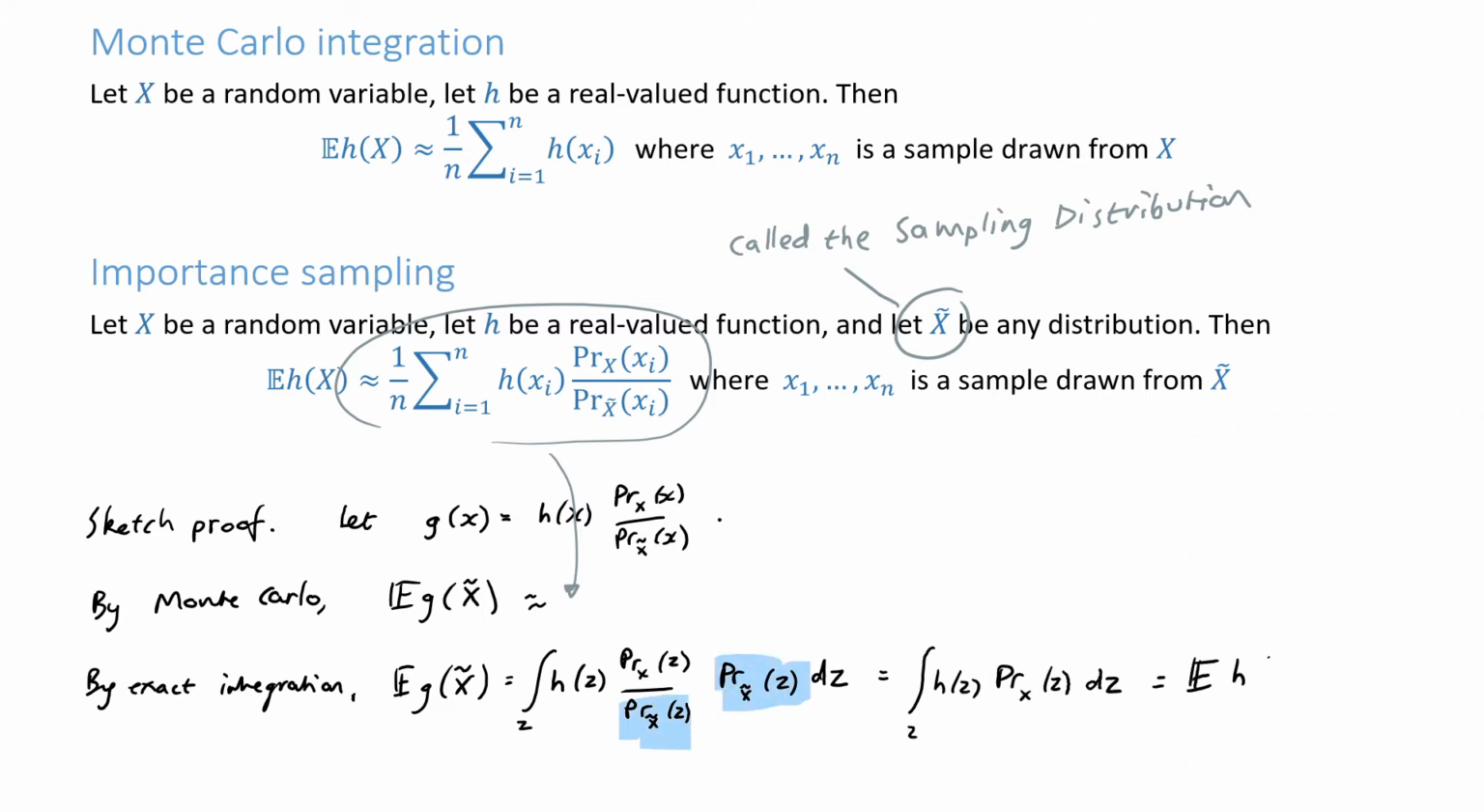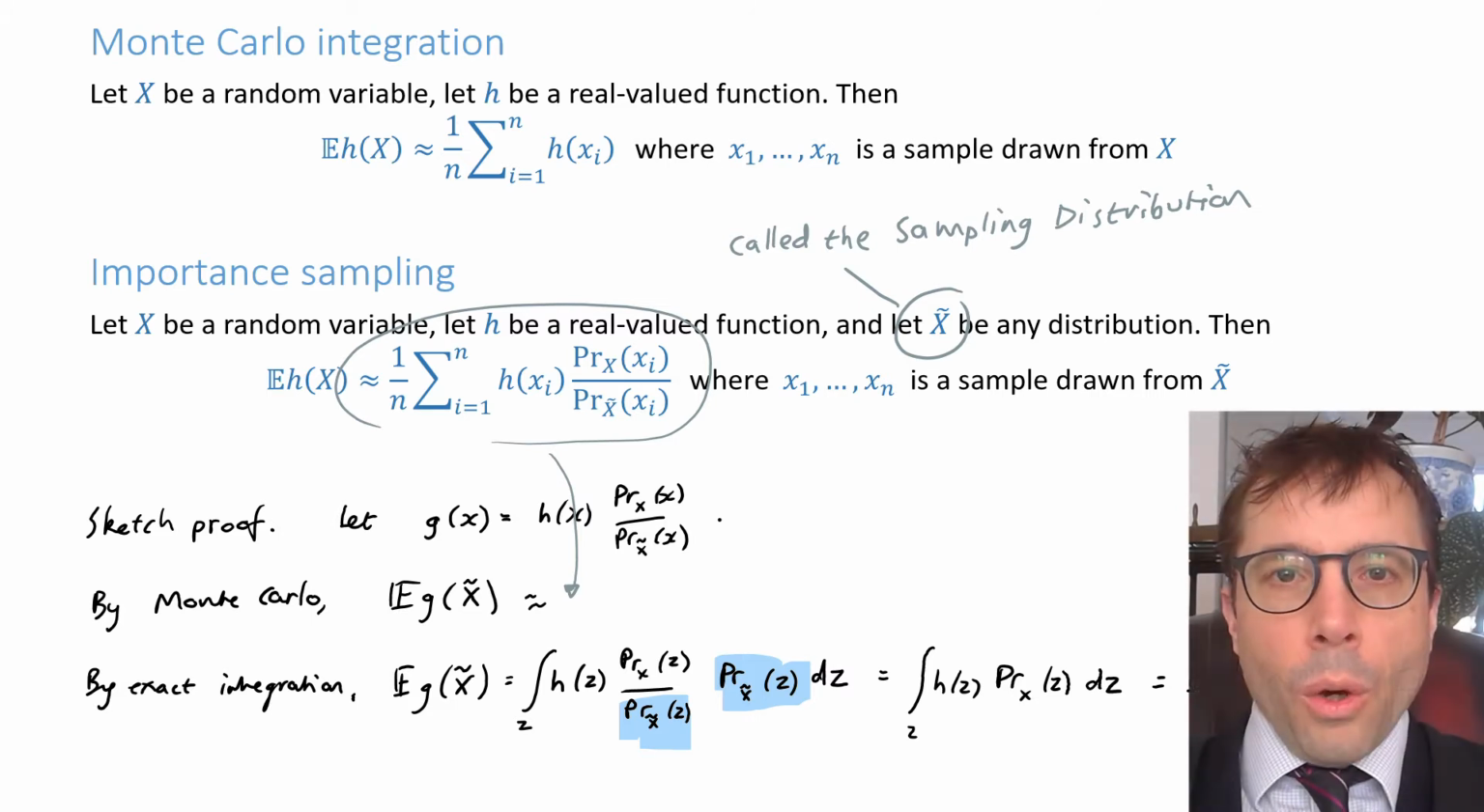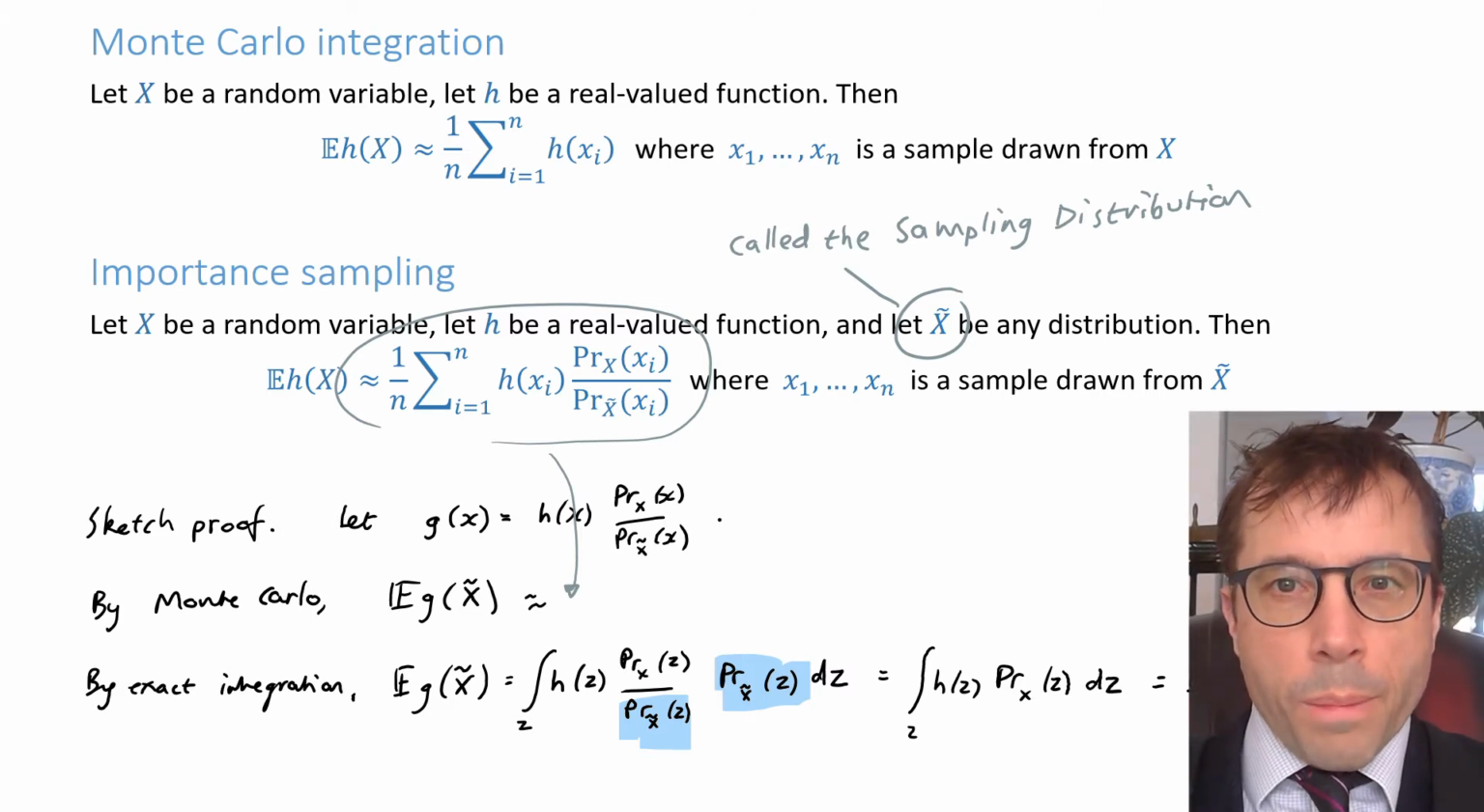This is nice because the likelihood terms cancel out, and I'm left with just the expected value of h of x. So I can write the ever so satisfying end of proof symbol, QED. All of this works for any sampling distribution x tilde at all. Whatever we pick, its likelihood function just cancels out.